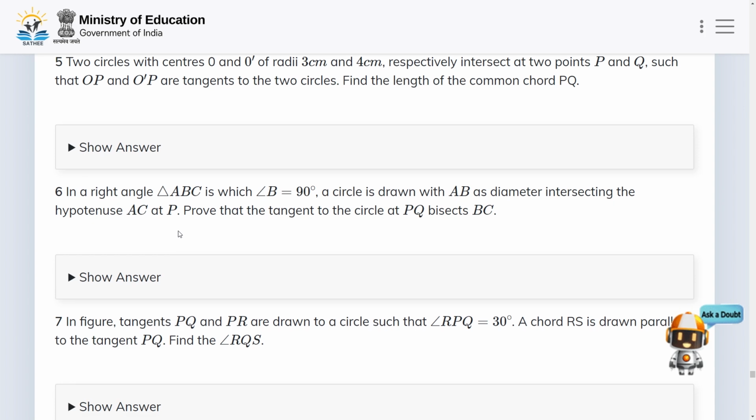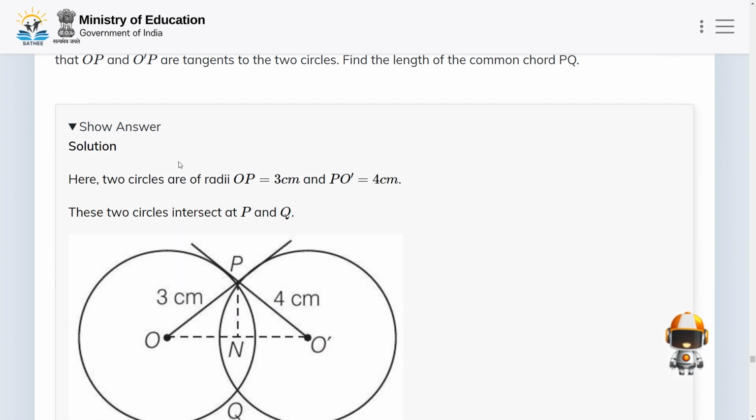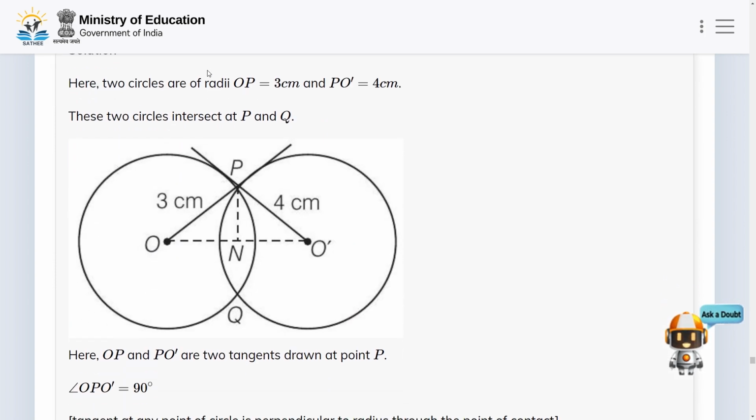In the next problem, we have two circles with centers O and O dash of radii 3 centimeters and 4 centimeters respectively, intersecting at two points P and Q such that OP and O dash P are tangents to the two circles. Find the length of the common chord PQ. So let us find. Here OP is equal to 3 centimeters and PO dash is equal to 4 centimeters.